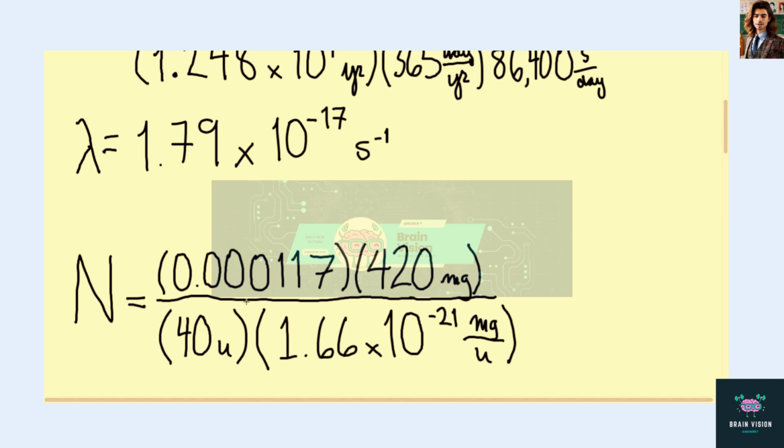The denominator, we can approximate the atomic mass of potassium-40 using the atomic mass units, and the atomic mass number of potassium-40 is 40. This is an approximation. However, for the purpose of significant figures, it will do fine. And of course, we need our conversion factor going from atomic mass units to milligrams. That way, we're left with a unitless count of the number of nuclei.